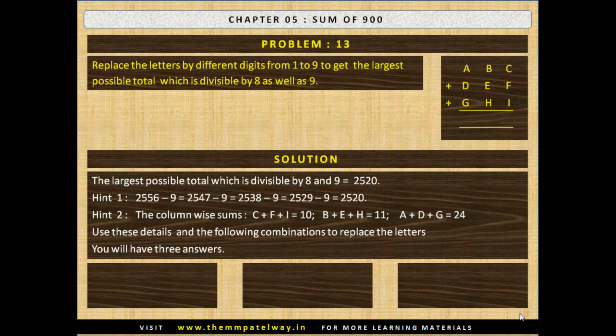You will have 3 possible answers. Combinations of 10 will be 1, 3, 6; 1, 4, 5; and 2, 3, 5. Combinations of 11 will be 1, 4, 6; 2, 3, 6; and 2, 4, 5. There will be only one combination of 24, which is 7, 8 and 9. Using these combinations, you can get the answers.